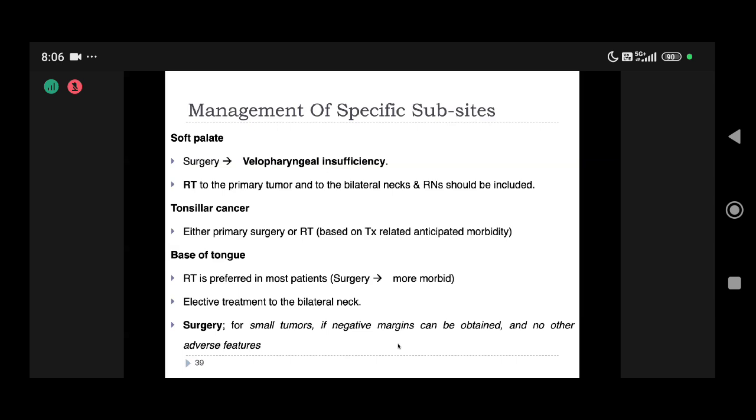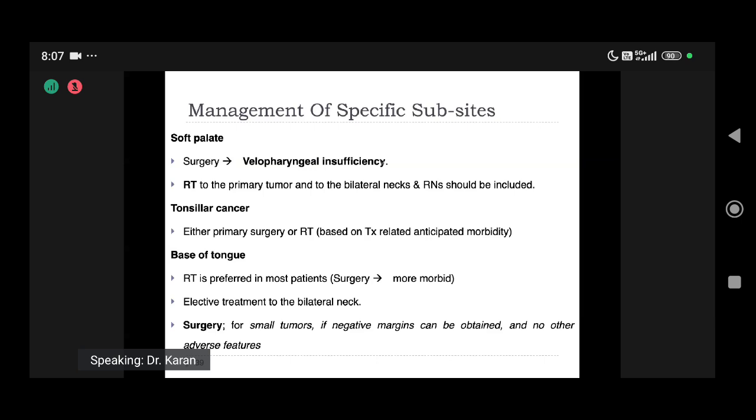Again, as I told you, oropharynx has a lot of subsites, and each subsite has some unique problems associated with it when you are operating or radiating them. So for example, if you have a malignancy of the soft palate, and if you do surgery for these, one, you would be removing all of the soft palate in full thickness, and a lot of times bilateral neck dissection and retropharyngeal lymph node dissection needs to be done for these patients. And these patients will land up with velopharyngeal insufficiency. So you might consider treating these patients with radiation or chemoradiation alone, because the functional outcomes with radiation for soft palate might be a little better than surgery.